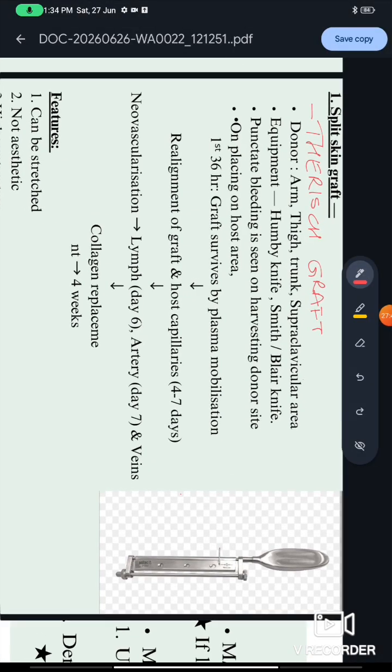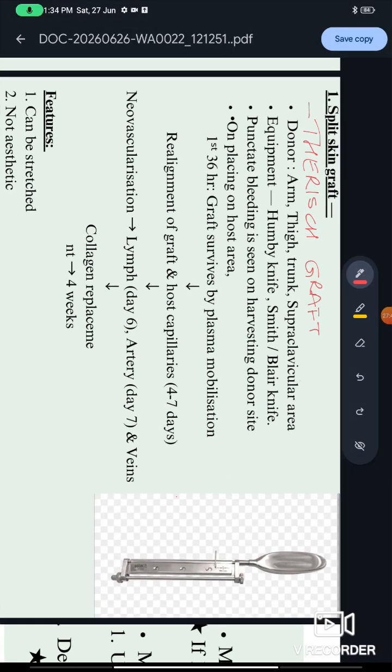Moving further to the types of skin graft, broadly classified on the thickness, that is how much of the skin is taken for grafting, it is divided into two parts. First is split thickness graft. Now what is split thickness graft? It is also known as Thiersch graft. The donor sites are most commonly the limbs, thigh, trunk and supraclavicular area.